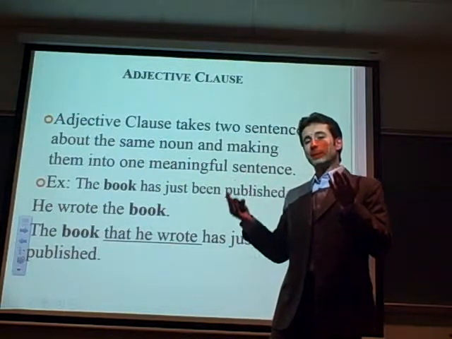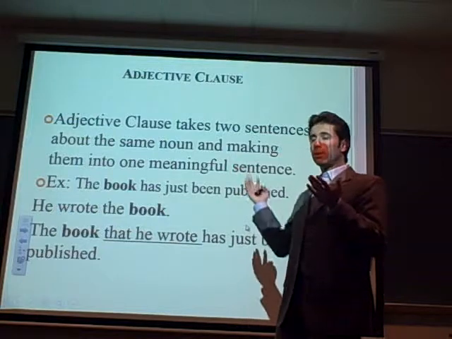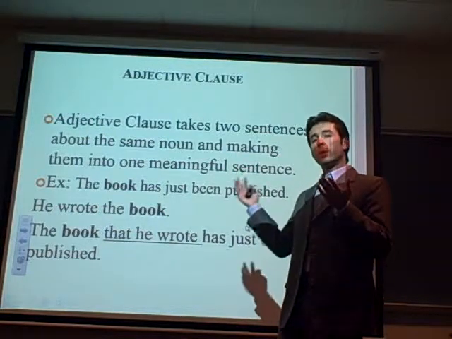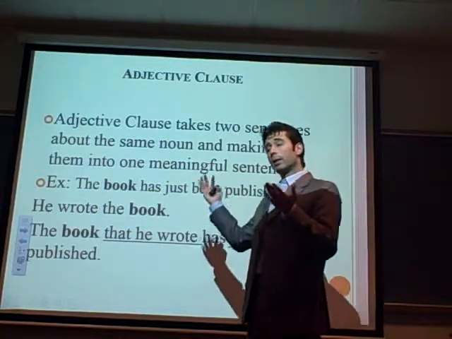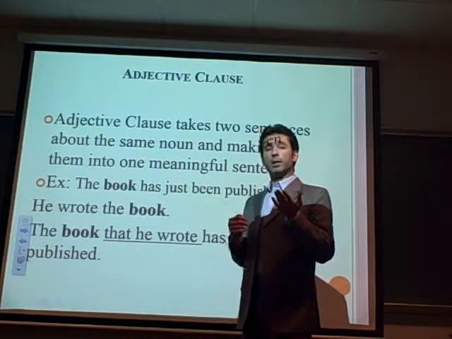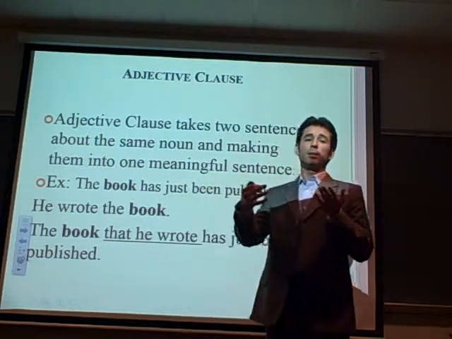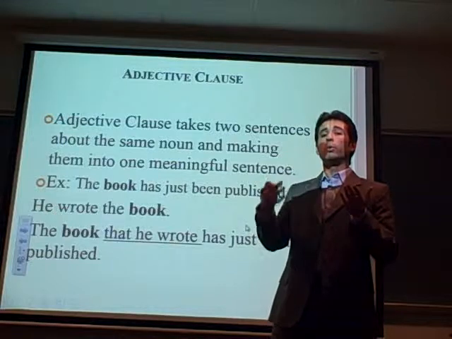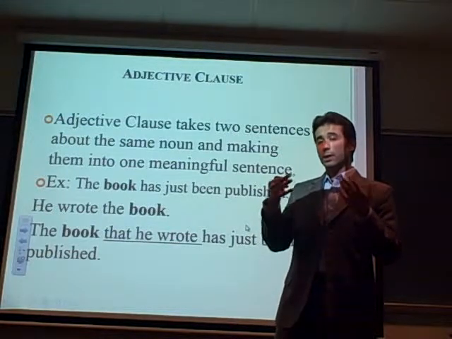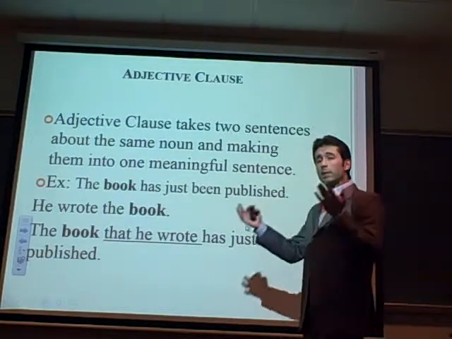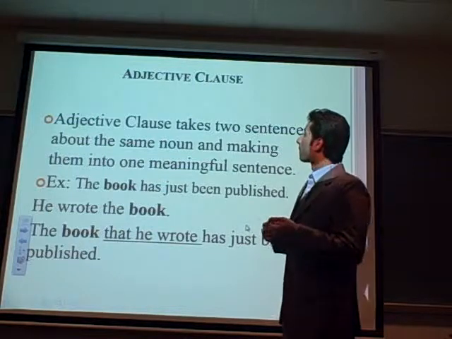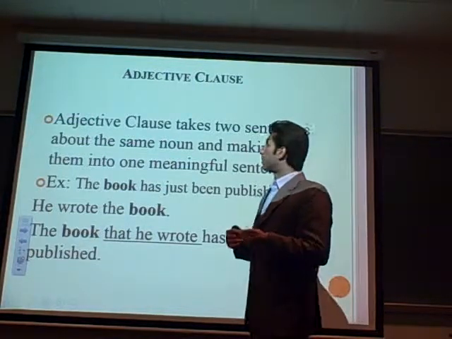So the dependent clause is going to be the clause that starts with a relative pronoun or relative adverb, and the other clause, which is the independent clause, is going to be subject, verb, and sentence complement if we have one.